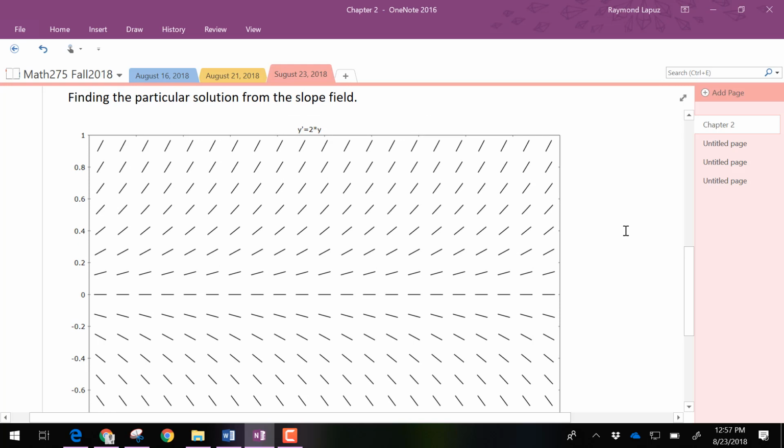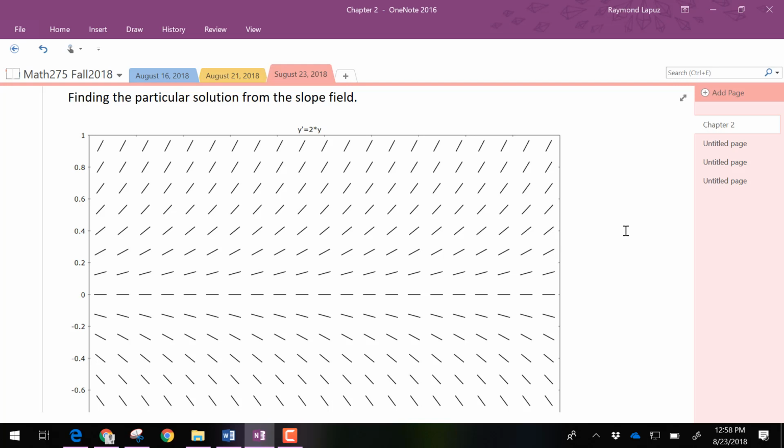Let's think back to our last lecture where we talked about IVPs. What's an IVP? Initial value problem, right? So an initial value problem has a differential equation and an initial condition, is what we called it. Same thing, initial value, initial condition. So we have an initial condition.